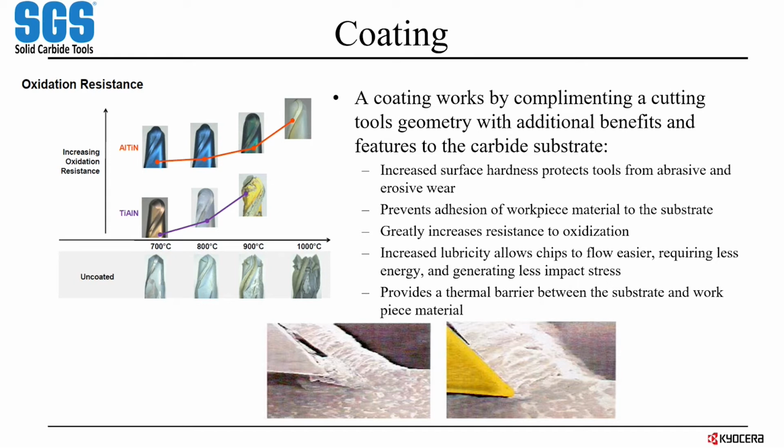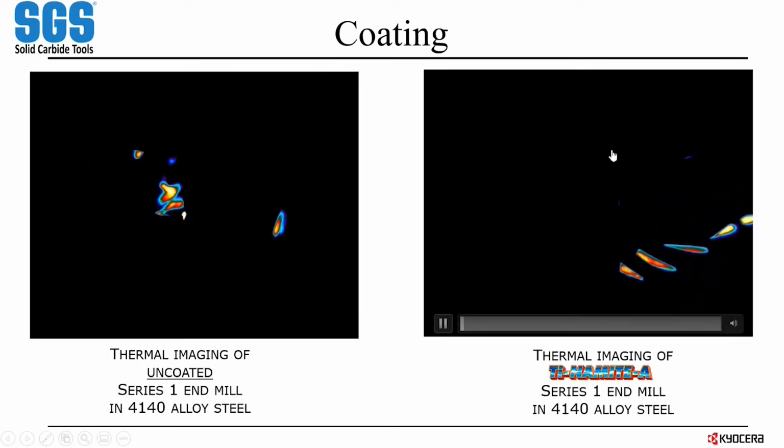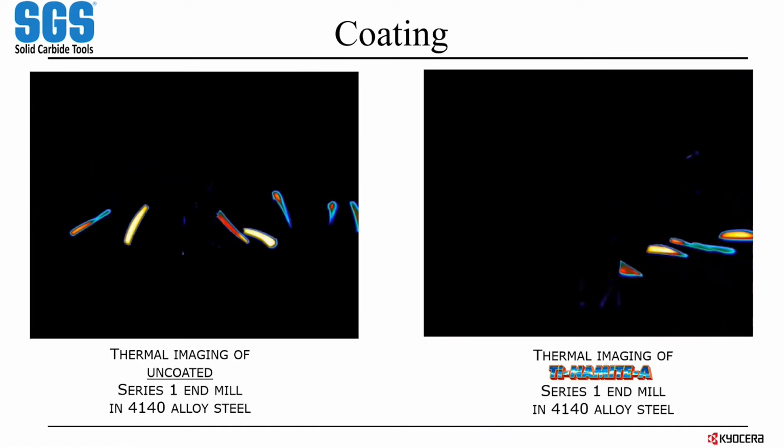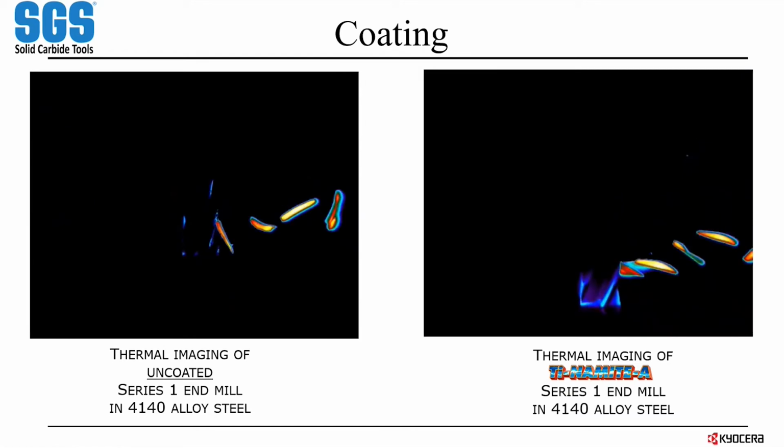So with an uncoated tool, or with the wrong coating, that heat builds up right there at that cutting edge, and ultimately that edge is going to wear down and break down much easier than that workpiece material is going to, because that's what it's designed for. So you can see here's a demonstration of a coated versus an uncoated tool. Uncoated on the left, coated on the right.